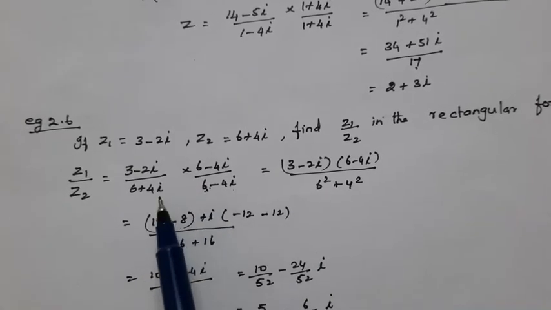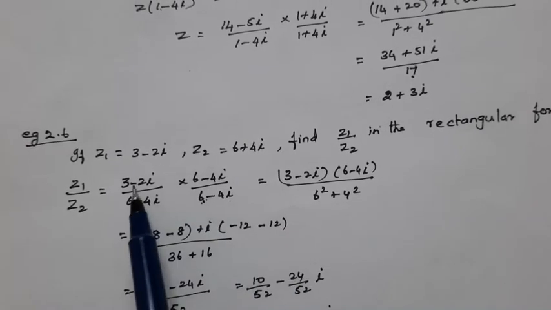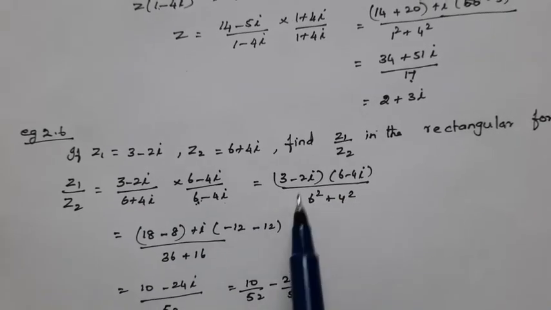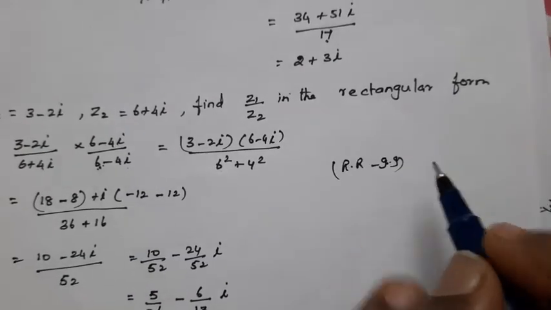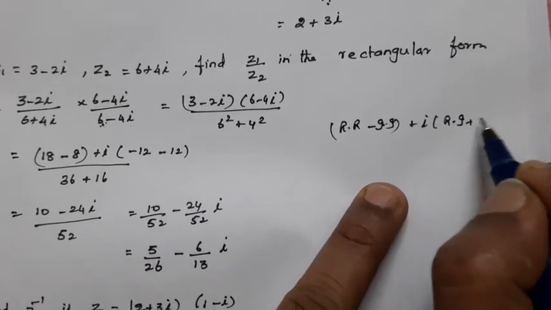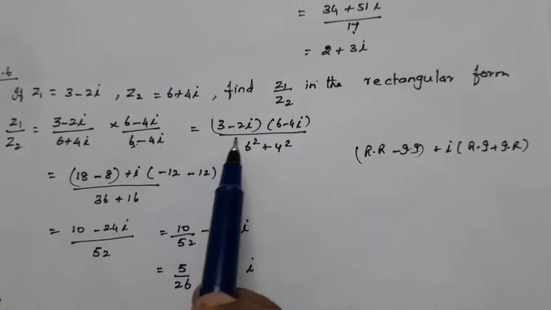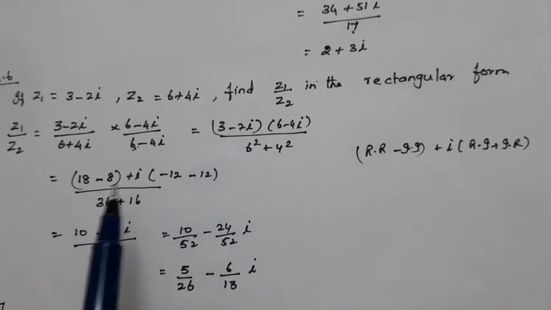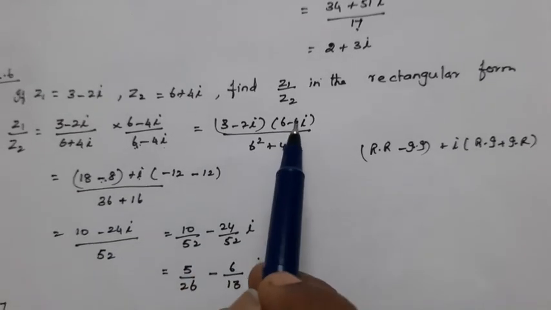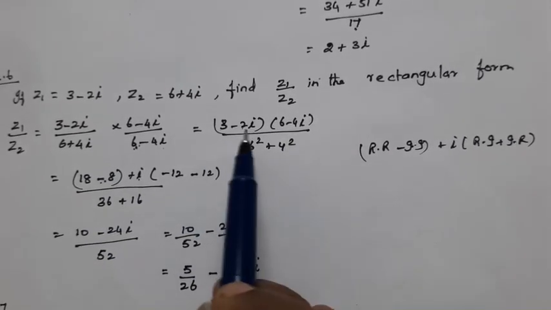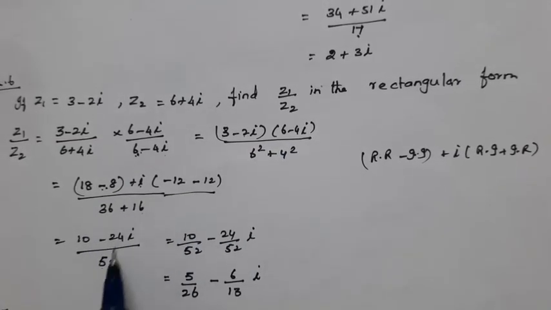So the product of the denominators will become 6 squared plus, taking the number alone, 4 squared. Then (3 − 2i)(6 − 4i). Here I have multiplied using the rule: real into real minus imaginary into imaginary, plus i into real into imaginary plus imaginary into real. So 3 into 6, 18, minus 2 into minus 4, which is plus 8, so minus 8, plus i into 3 into minus 4, minus 12, then plus minus 2 into 6 is minus 12. And then 6 squared plus 4 squared is 36 plus 16, that is 52.